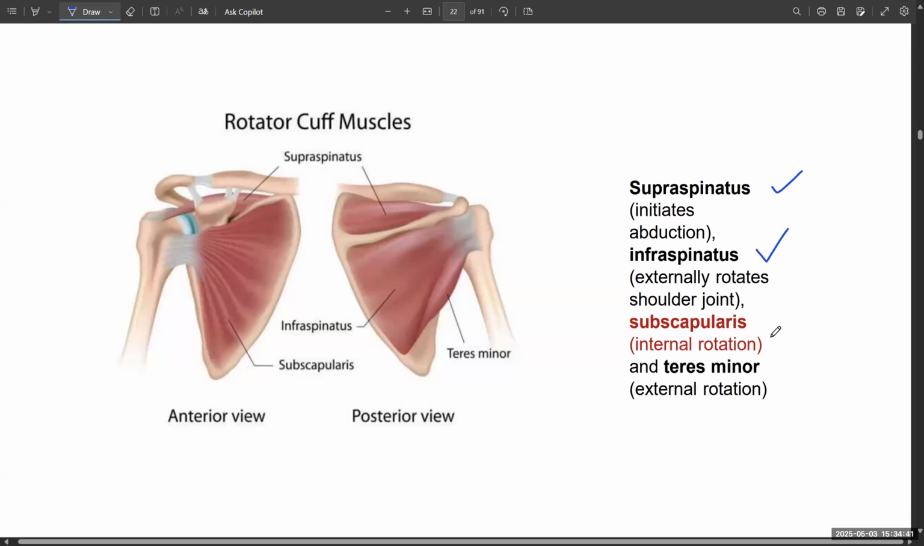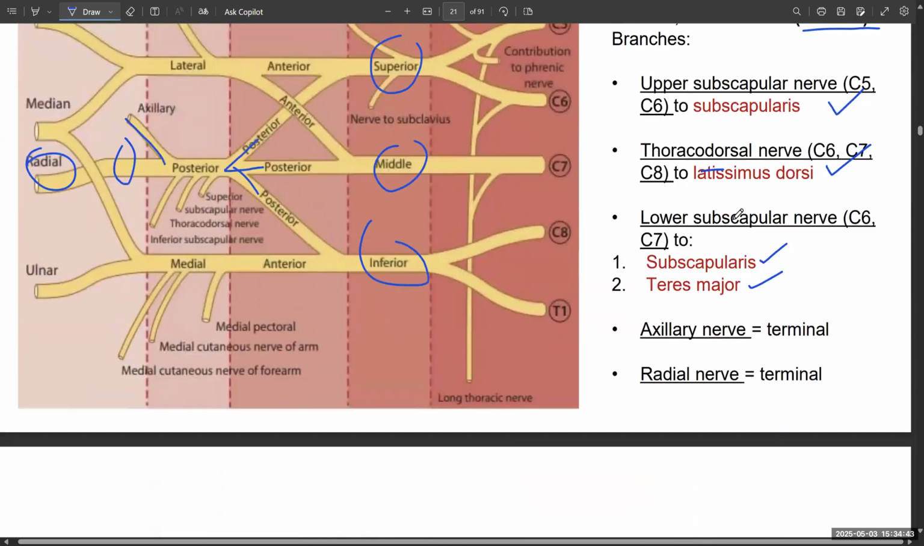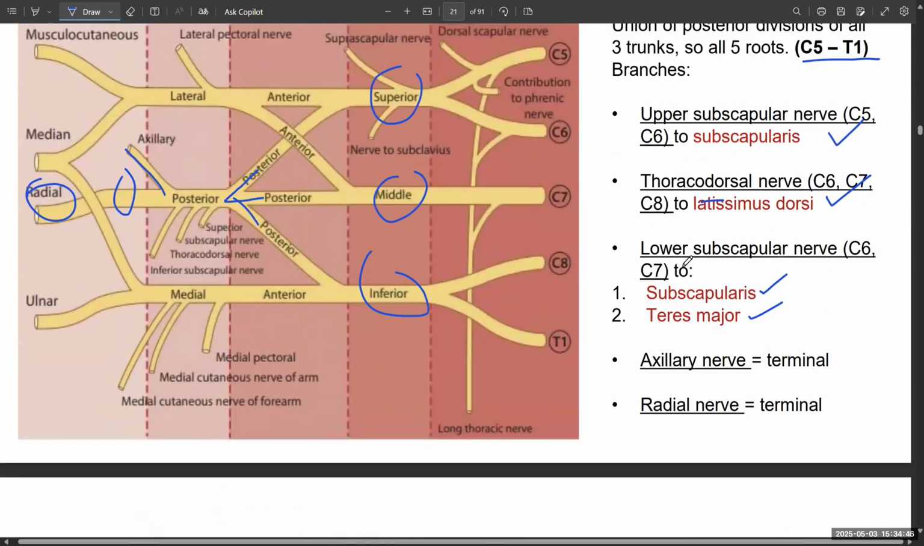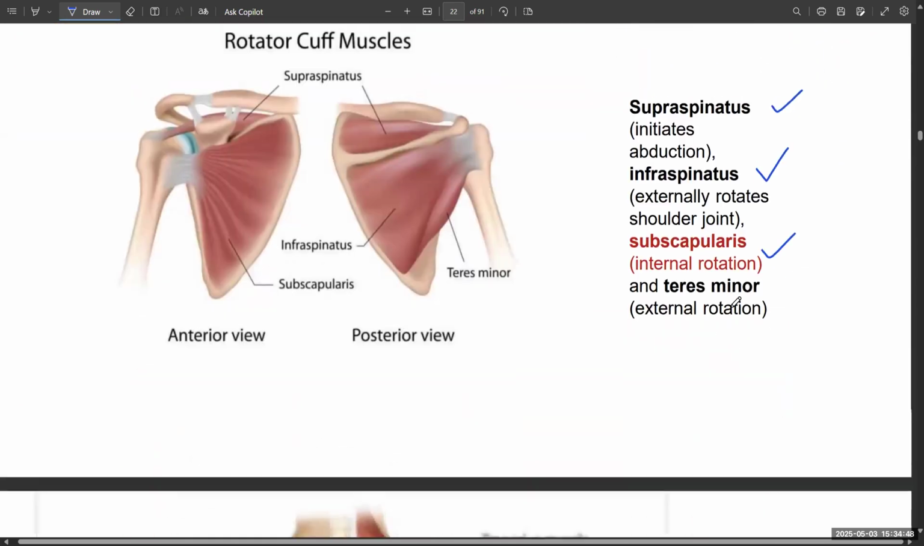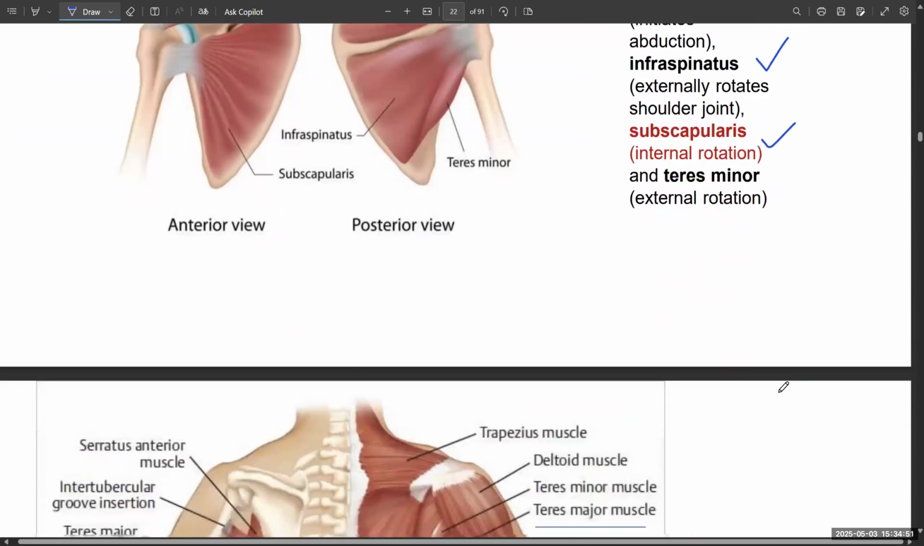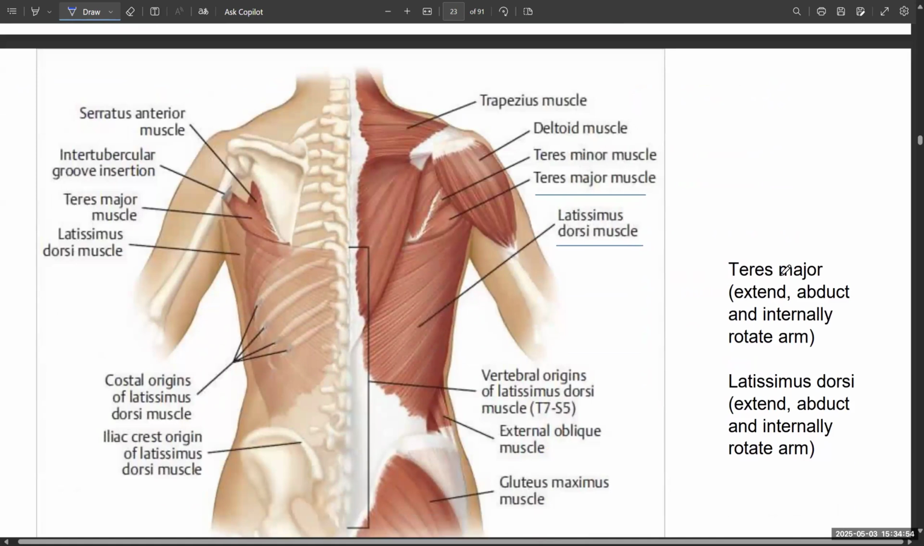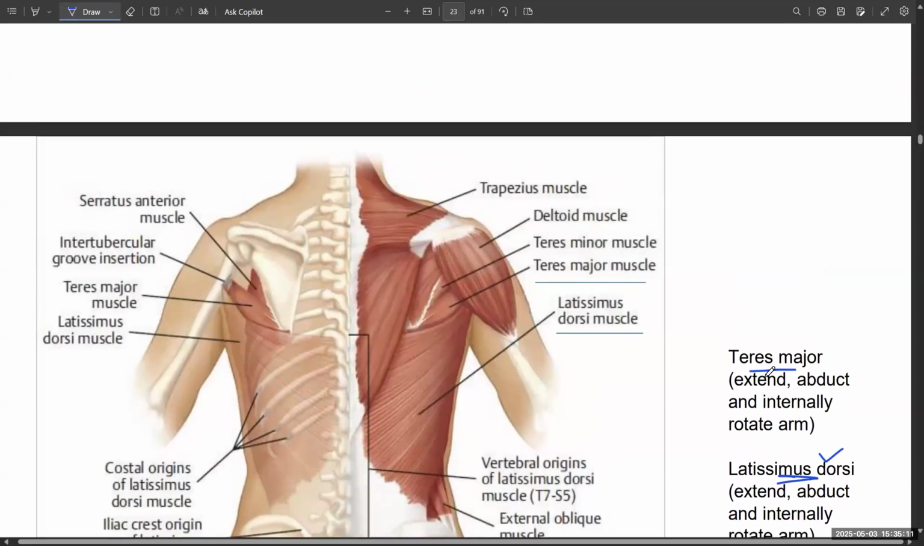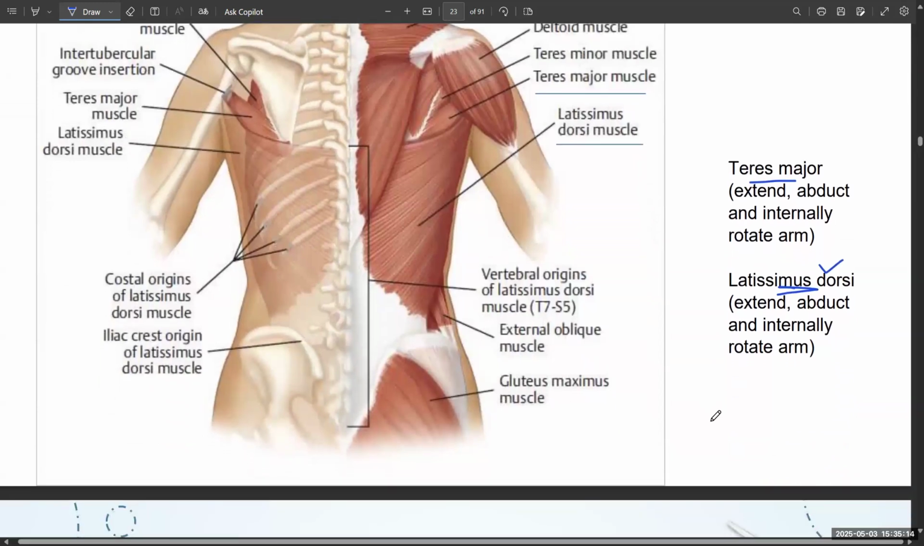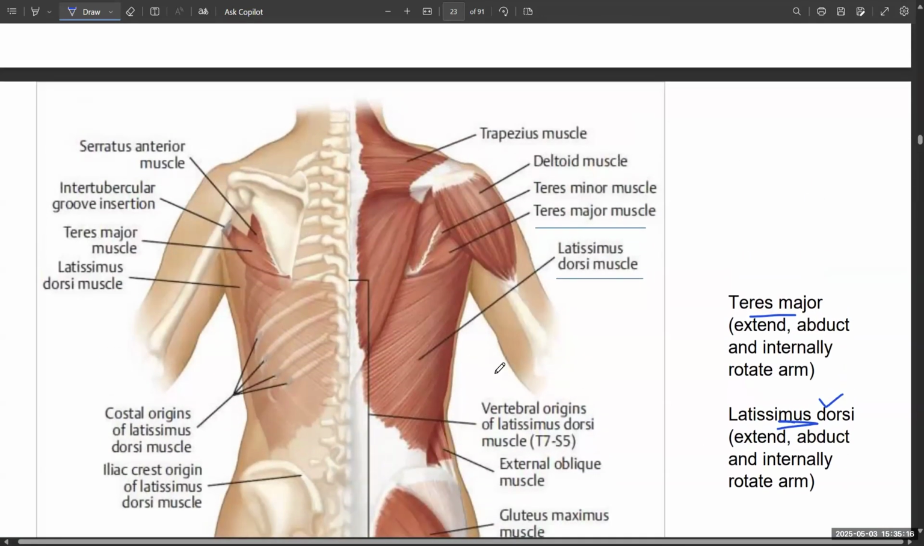Now, subscapularis, we just talked about this. This is by the upper subscapular nerve and the lower subscapular nerve, okay? And the teres minor we'll come back to later. And also we have teres major and latissimus dorsi, okay? Now, if you remember, teres major was also supplied by the lower subscapular nerve along with the subscapularis, and latissimus dorsi was the thoracodorsal or middle subscapular nerve. Okay, these are tongue twisters, but you will get the hang of them. Just go over all this a few times.